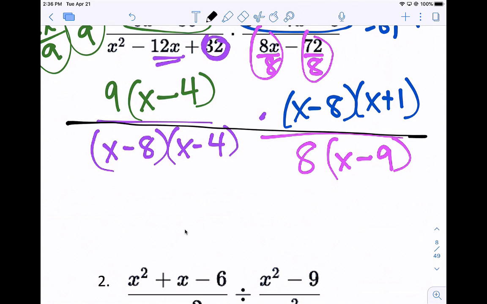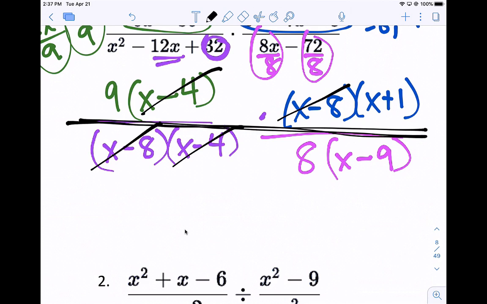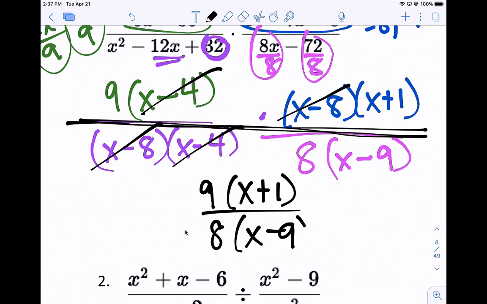So just imagine drawing this line here, and you cancel any of the ones. Anything that's the same, we have x minus 4, we have x minus 8, and that's it. So we have the 9, x plus 1, over 8, x minus 9. And there's our final answer.